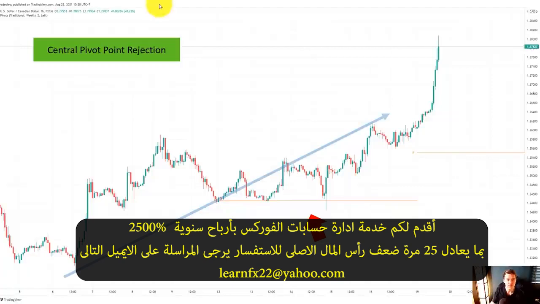So let's talk about a central pivot point strategy, and you can either use the daily pivot point or the weekly. I am using here the pivot points, traditional weekly. So this is the weekly pivot point here. I hid all other pivot points, so we're only looking at the central pivot point. And what you want to look for is a trending market. So the market is already here in an uptrend on the left.